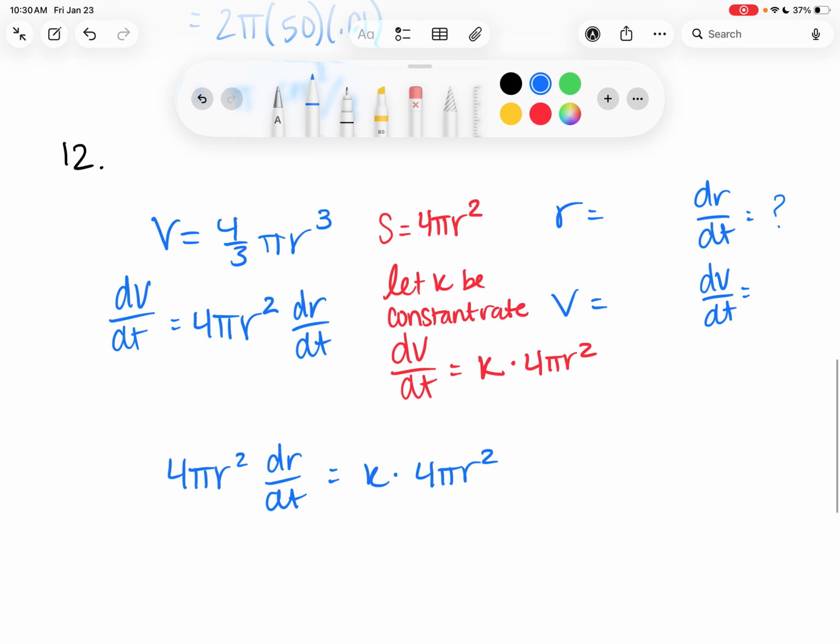Divide, and I get dr/dt equals K. And so the droplet's radius increases at a constant rate. Then that makes sense. It's a weird one. I wouldn't be as worried about it.